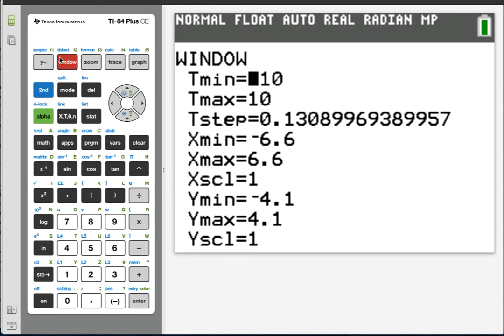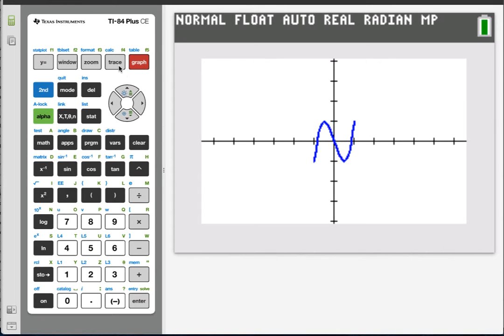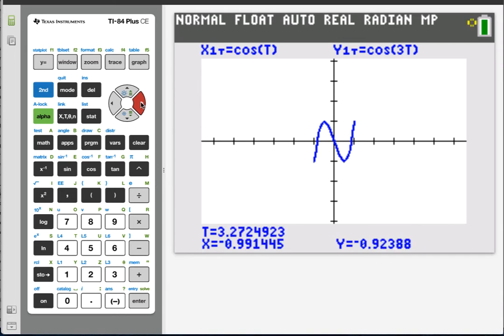So let me go to the window. Let's change my x-min to be 0, my x-max to be 2 pi, and then graph again. If I trace starting at 0 and let t increase, I go once and then I come back a second time. So actually 0 to 2 pi is giving me the graph twice. So I really only want to consider this curve from 0 to pi, so that we're only finding the horizontal and vertical tangents within one cycle or one period of this graph.